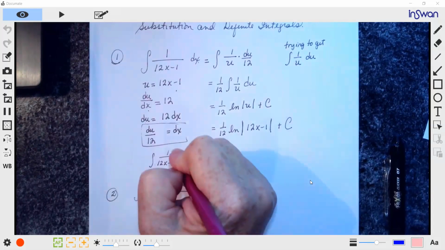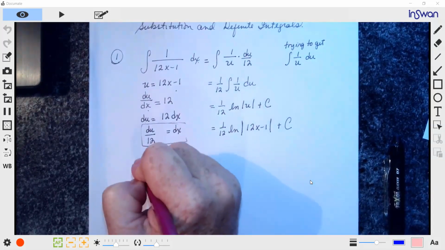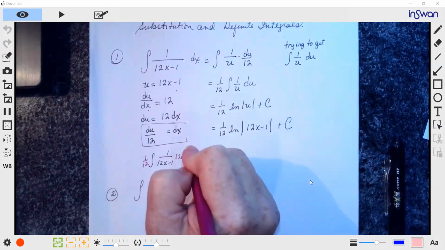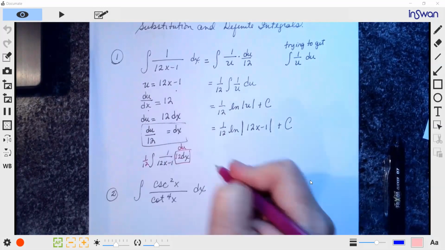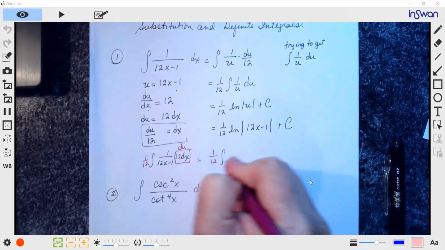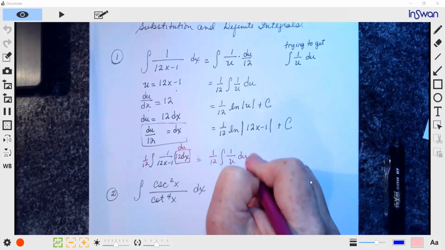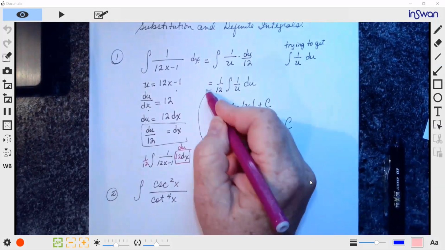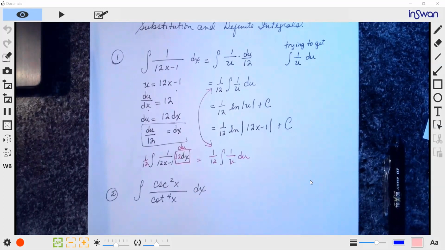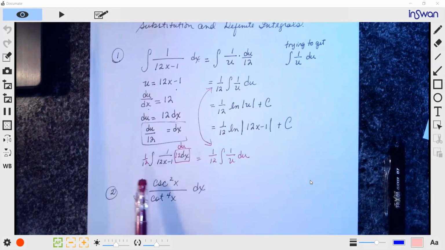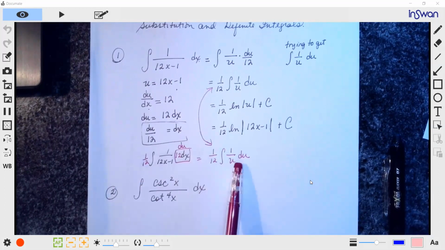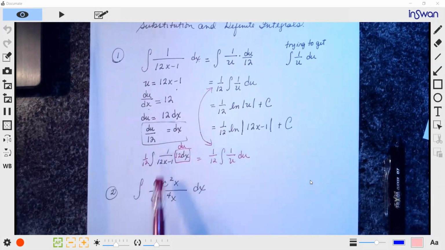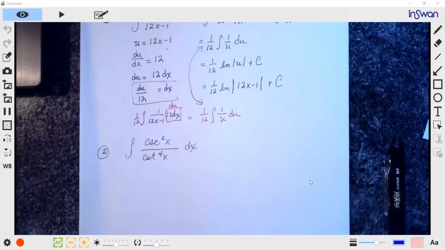I would multiply by 12 and reverse it with a 1/12 out front. Then I could replace this whole thing with du, and I would have 1/12 the integral of 1 over u du. Now notice we end up the same place with those two methods. It's really just a matter of personal preference, whether you like to solve for dx and then factor out, or multiply and reverse. I probably do it mostly this way because that's the first way I learned it, but either method is perfectly fine with me. Okay. All right. What about this guy?